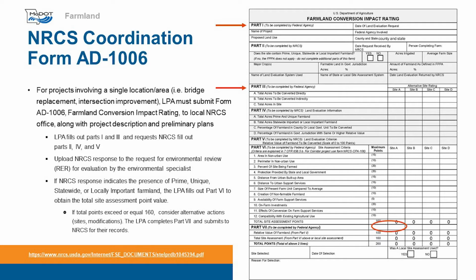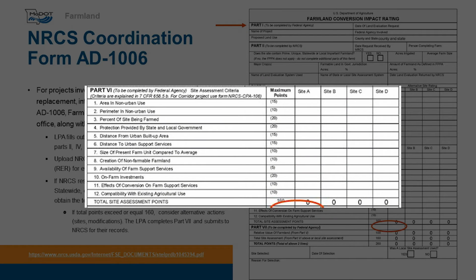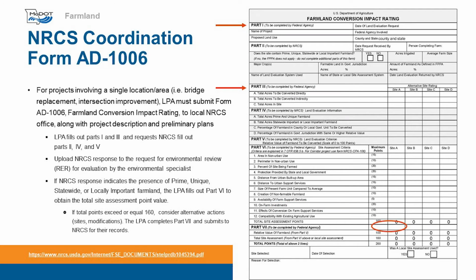On the Farmland Conversion Impact Rating form, the LPA fills out Parts 1 and 3 and requests that NRCS fill out Parts 2, 4, and 5. If the NRCS responds that prime, unique, statewide, or locally important farmland is present, the LPA must complete Part 6 of the form to generate a total site assessment point value. If this value equals or exceeds 160, then alternative design considerations should be made to avoid or minimize impacts to farmland resources. A change in design may not be necessary, but should be considered.